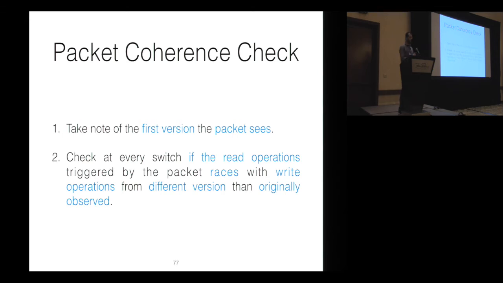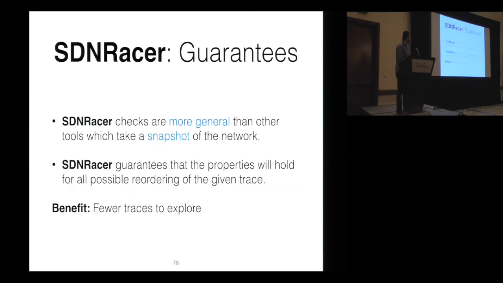So how do we check for this property? Basically, the check is very simple. When the packet first hits the first switch, we take note of the version that actually processed that packet, and then for the rest of the lifetime of the packet in the network, we check if it races with any other write events from different versions.